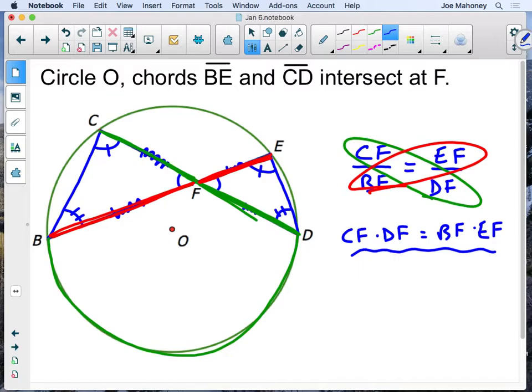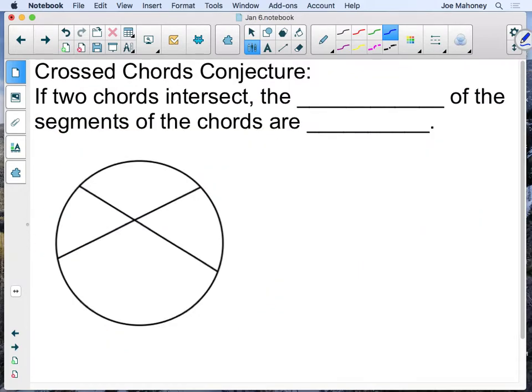So let's condense it a little bit. Let's come up with a couple conjectures. Our first conjecture we're going to call the crossed chords conjecture. If two chords intersect, we're going to say that the product, which means multiply, right? When you multiply things together, you get a product. The product of the segments of the chords are equal. Real wordy way to say this.